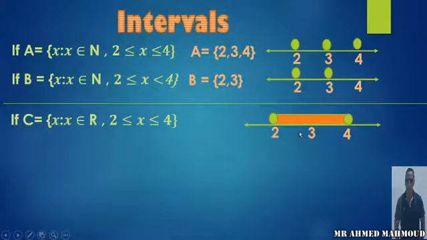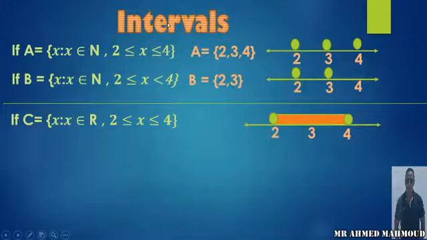Now I need to represent this form in form of set. Okay, now I can't, as I said before, represent this form in form of set or by the listing method, because it's impossible to write all the real numbers between 2 and 4. Now I need a new form to represent this one.